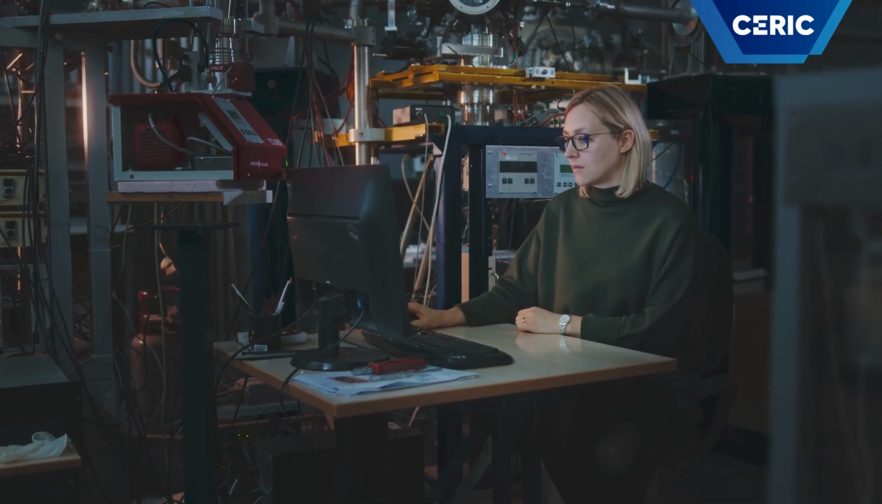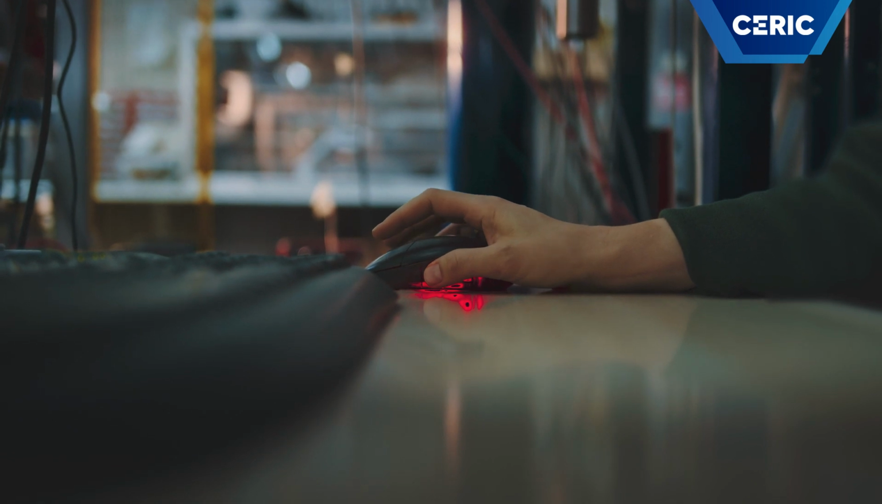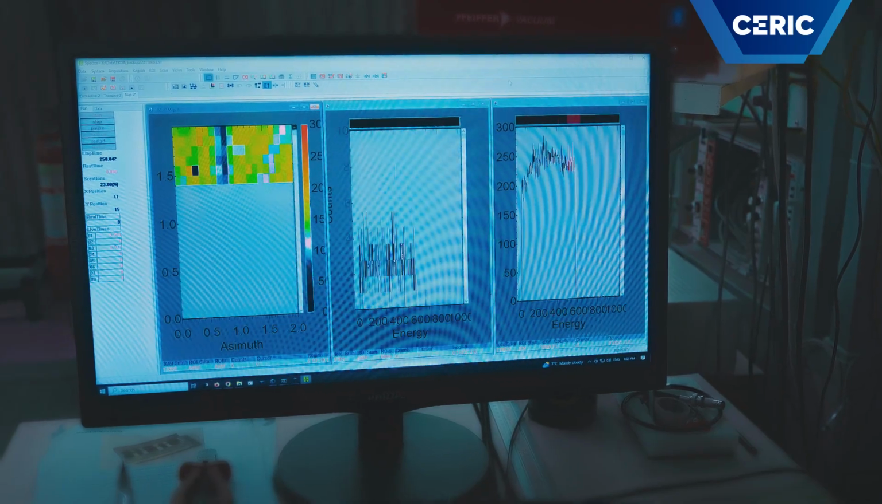As a result, the backscattered spectra in random and channeling orientations are acquired by the data acquisition software and saved for later analysis.